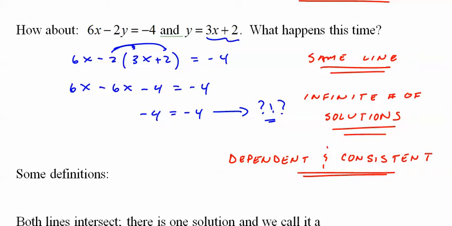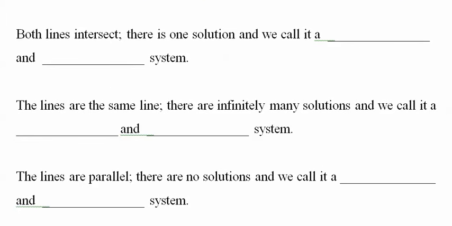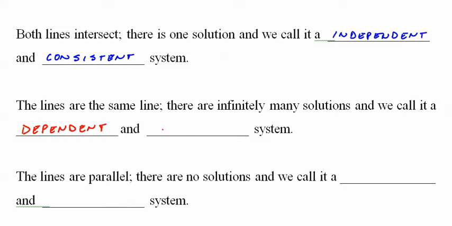And that's what I'm going to get into down here. Both lines intersect. One solution, we call it independent. And it's a consistent system. If the lines are the same, there's infinitely many, but again, not just any old solution. There are an infinite number of them. But we call that, holy mackerel, nice spelling, huh? We call them dependent, but also consistent. Meaning we can get an answer, but there's an infinite number of them, so they're all dependent on each other.